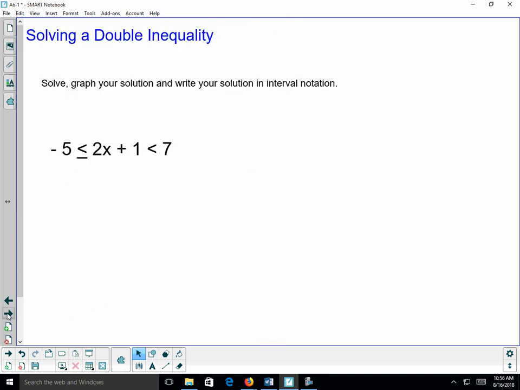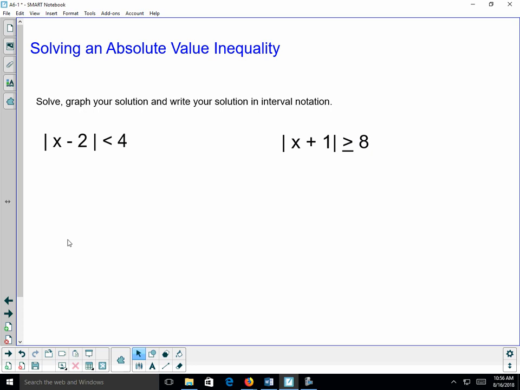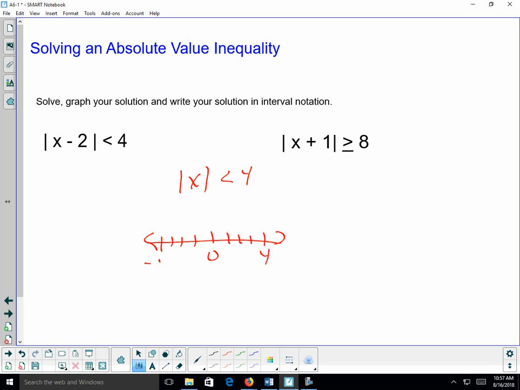Okay, so that was solving a double inequality or compound inequality. Next one is absolute value. You should remember absolute value means the distance from 0. So in this case, the absolute value of x minus 2 is less than 4. So the distance from 0 is going to be 4 units. So if this were just the absolute value of x is less than 4, when I think about that, that means here's 0, 1, 2, 3, 4, and negative 1, 2, 3, 4, negative 4.